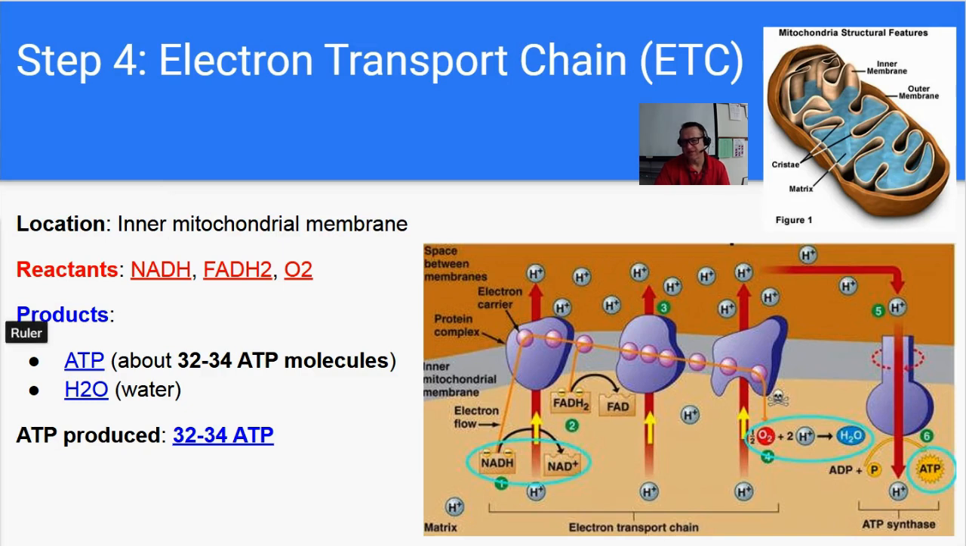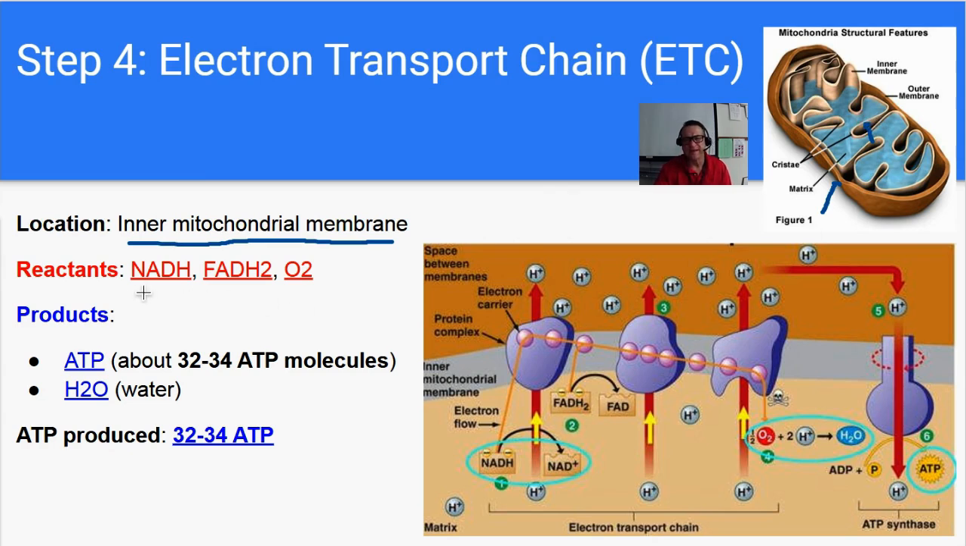All right, so now the final step of cellular respiration, the electron transport chain. Where does it occur? In the inner mitochondrial membrane, or the inner membrane within a mitochondria. So here you can see a mitochondria out here. There's an outer membrane right there, but then you can also see inside there's an inner membrane right there. So it's going to happen right there, on the inner membrane of the mitochondria.